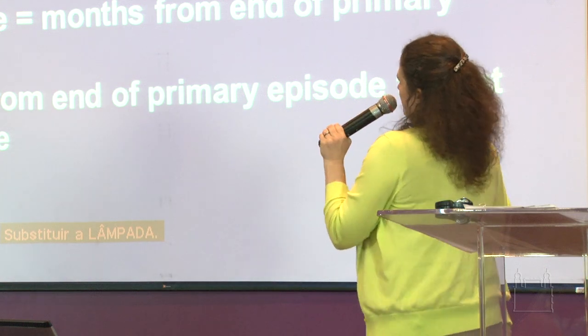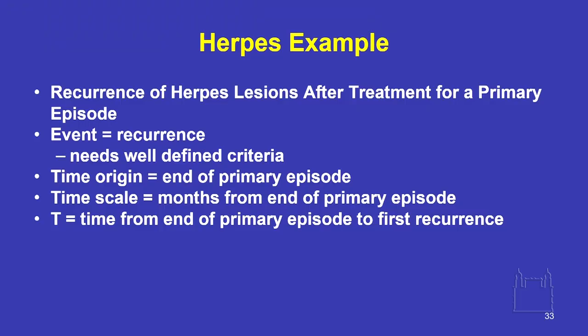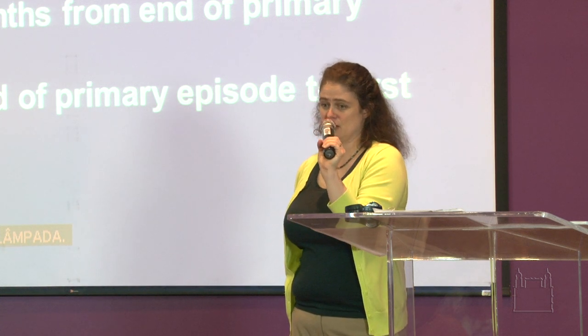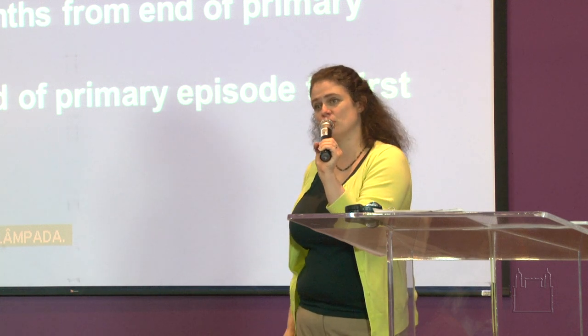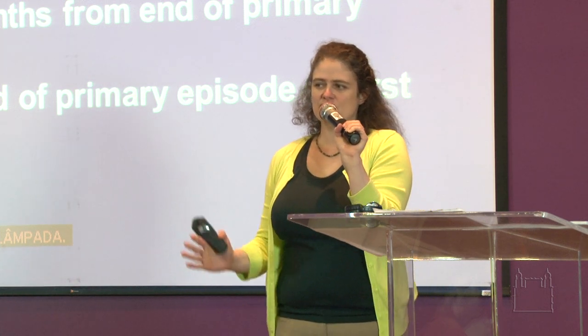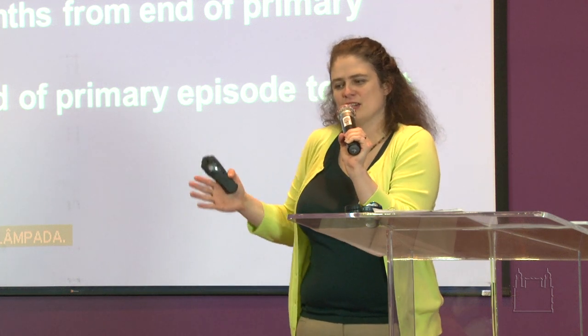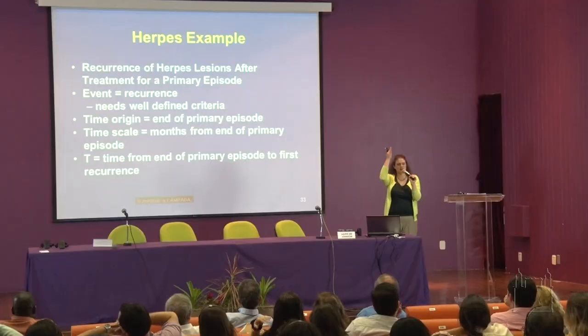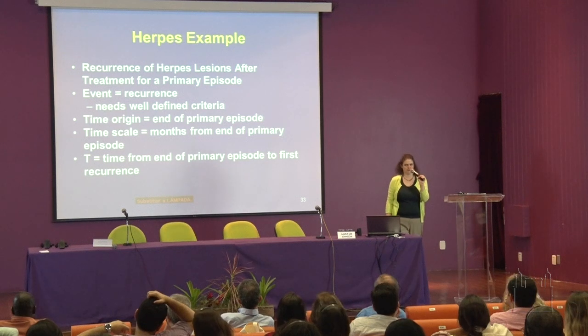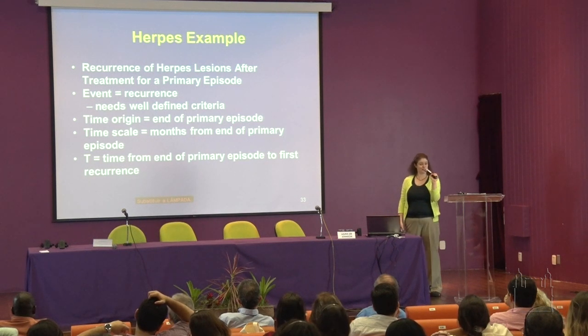Herpes. We got locked in a room because of this study. Recurrence of herpes lesions after treatment for the primary episode. How do you define recurrence for herpes? How do you figure out the end of the primary episode? Not just so that a bunch of docs can figure out the end of a primary episode, but so that the participants on the trial who are at home can tell us they are at the end of the primary episode and we can document it. Because you had to be really careful that it wasn't a continuation of the primary episode, or was it that the episode ended and this is a new episode. Thus, we got locked in a room, so nobody could go to the bathroom until we figured out what our definitions were.